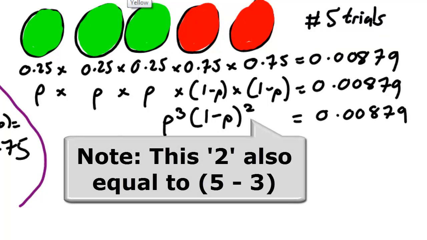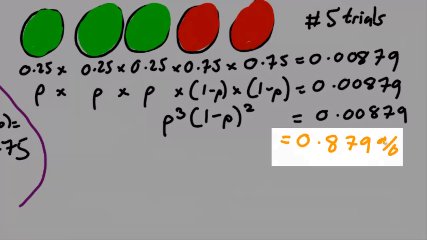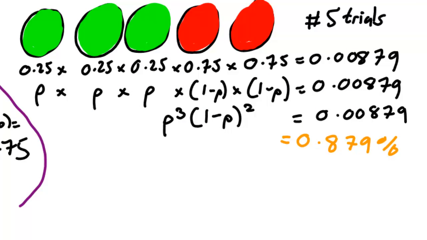Brilliant, thinks Sean. I've now worked out the chance of getting 3 green balls whenever I pull 5 balls out of the magic bag. And it's equal to 0.879%. But then he realises that this is a bit low. He knows the chance of getting a green ball is only 1 in 4, but surely 0.879% for 3 out of 5 is a bit low. And then he realises his mistake, because the order of the balls doesn't matter. It doesn't just have to be green, green, green and then red and red. It could be in any order.